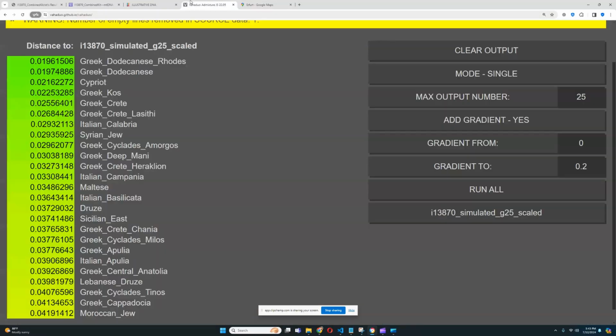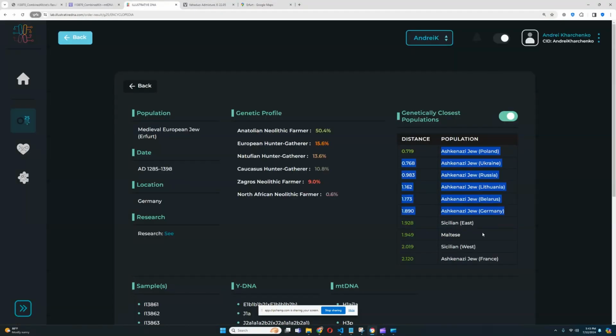So they're most similar to other European or Ashkenazi Jews, but following those Ashkenazi Jews are Sicilians, Maltese, and West Sicilians. So the populations most similar to these Erfurt Jews after other Ashkenazi Jews are populations of the East Mediterranean, such as Sicilians and Maltese, which is very revealing because these populations actually have a similar origin story to Ashkenazi Jews. They're also a mixture of populations of the Middle East with populations of Southern Europe, which is similar to the origin story of Ashkenazi Jews, who are also a mixture of populations of the Middle East with populations of Southern Europe. Hence why they show up sort of similar with G25 to Sicilians and Maltese.